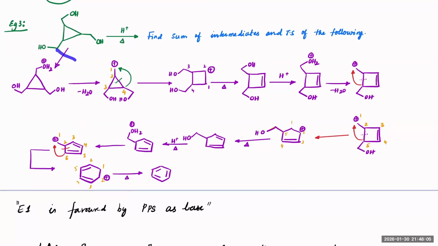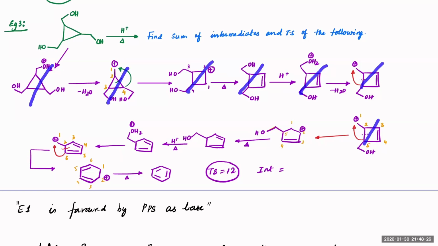So this is 1, 2, 3, 4, 5, 6, 7, 8, 9, 10, 11, 12. So how many transition states we have? 12. So 12 transition states we've gone through. How many intermediates we got? Intermediates you can notice from here: 1, 2, 3, 4, 5, 6, 7, 8, 9, 10, 11, 12. So we got 12 intermediates as well. So total summation of transition state plus intermediate is 24.